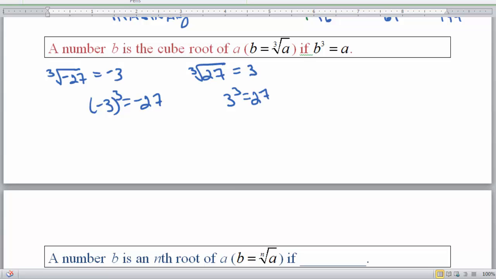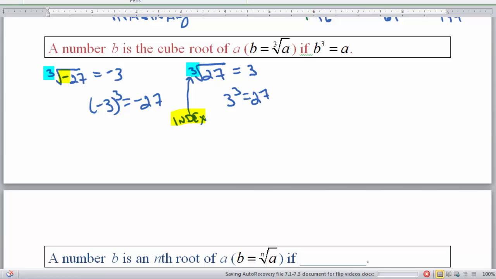So you can actually take the cube root of a negative number. The cube root of a negative number is a real number. The square root of a negative number is not real, but the cube root of a negative number is real. And this little 3 here is what's known as the index. It tells you which root you're taking. So if there's no value there, you assume it's a 2, which would be a square root. If there's a 3 there, you assume it's a cube root.